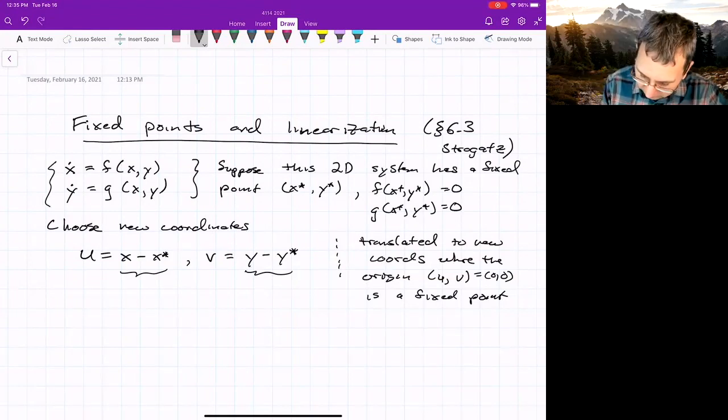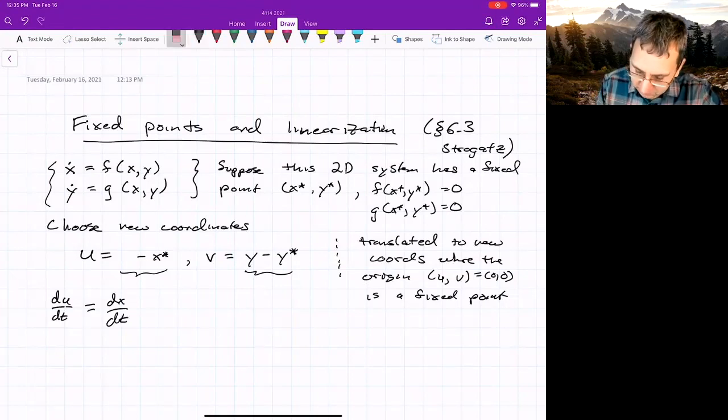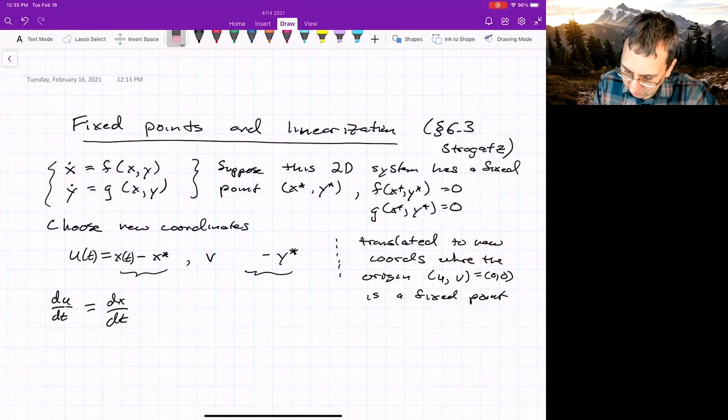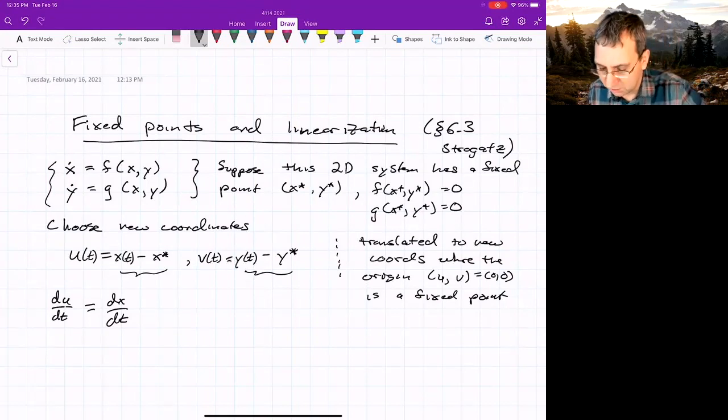So if we take the derivative of u, right, du dt equals dx dt. This might be emphasized if up here I wrote that u is a function of time and x is a function of time. X star is not, it's just a fixed point. So same here. What is v? V is still going to be a variable, something that changes in time, but y is not. I mean, y is and y star is not.